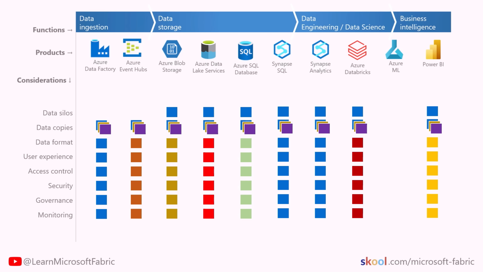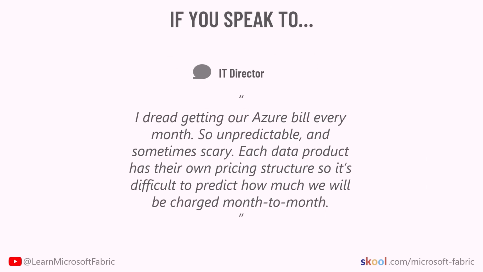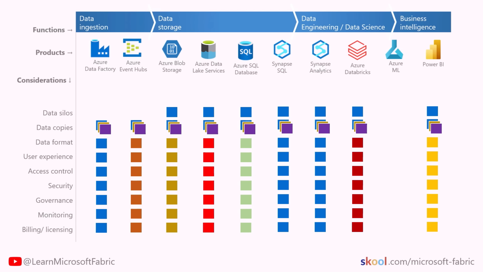And as if that wasn't bad enough, he also gets the finance director on the phone every month to complain about the Azure bill. He added, "I dread getting our Azure bill every month. It's so unpredictable and sometimes scary. Each data product has their own pricing structure, so it's difficult to predict how much we will be charged month to month." So now we add billing and licensing to our visual here, and we can see that each product has a different licensing and a different billing structure, which makes it really difficult for companies to manage.